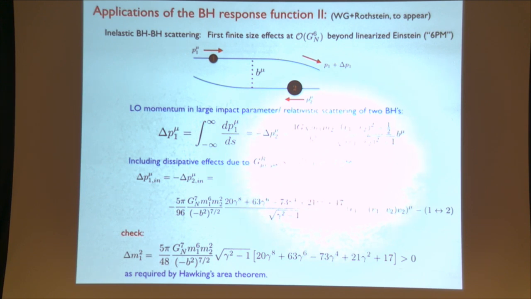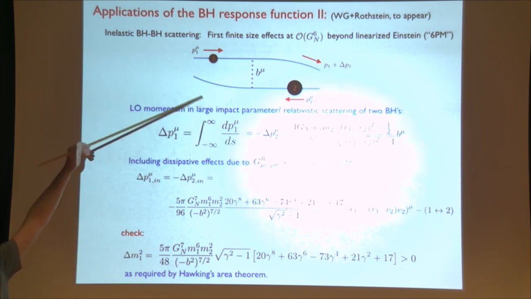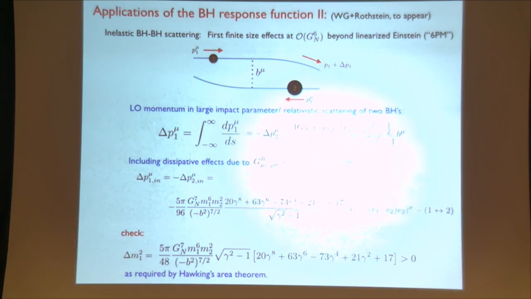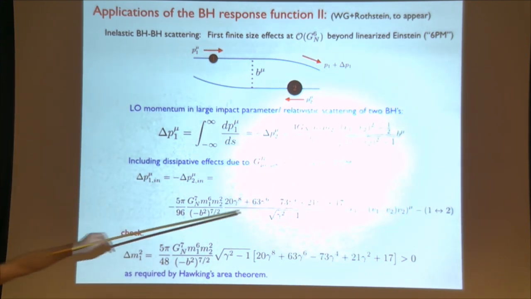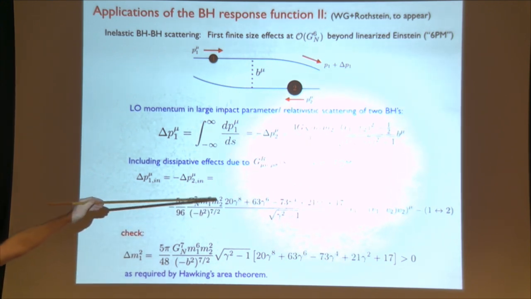But at some order, these dissipative effects also come in, and they depend on the retarded Green's function of the operator that I wrote down, the same exact quantity. And so you can now include that in the equations of motion and therefore compute the momentum transfer as well. Now it's not purely transverse. It's also along the velocities of the objects because it is a dissipative thing. And so it looks something like that, as I said, for relativistic objects.